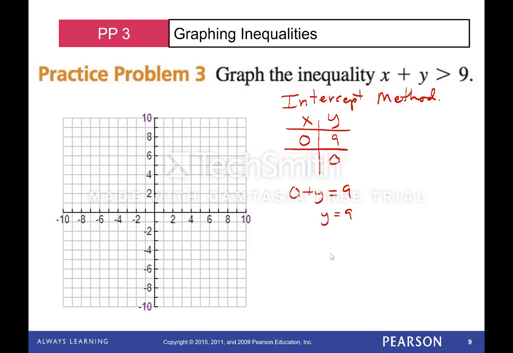Here, using the intercept method, plug a 0 in for the y value this time, and you can see how fast this method is as well. You get 9 for the x value. Based upon these 2 points, we're going to graph our line. So (0, 9) would be 0 sideways, 9 up. That's the first point that we got. The second point is 9 to the right, 0 up or down. That's the second point that we got.